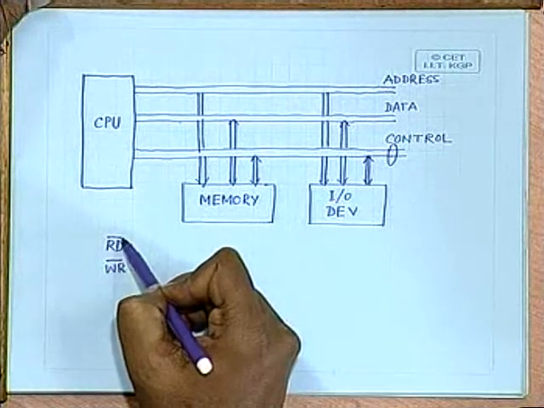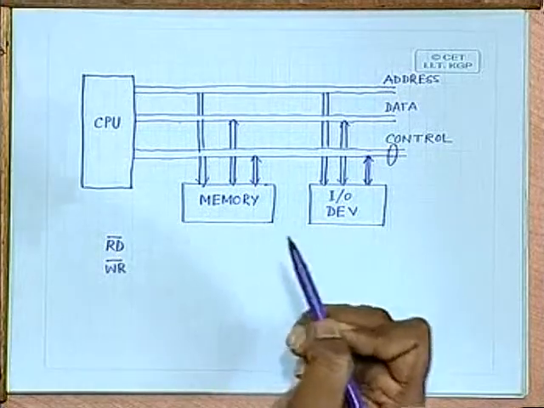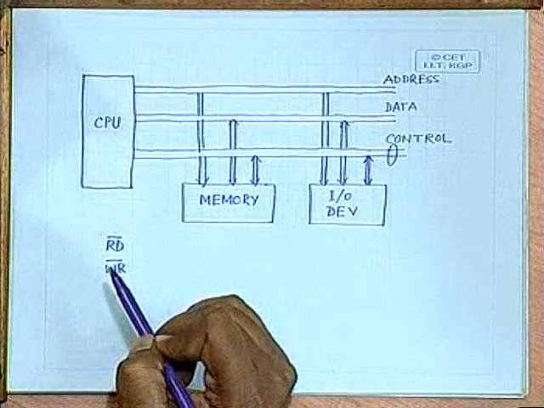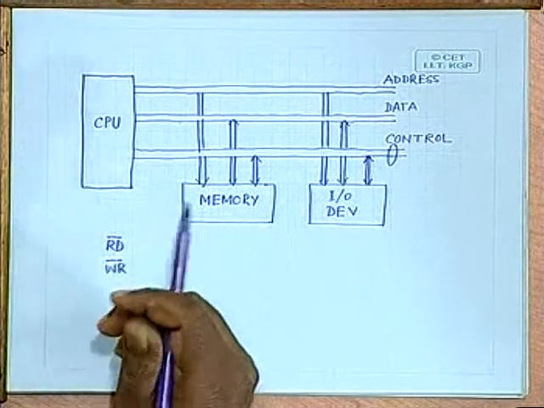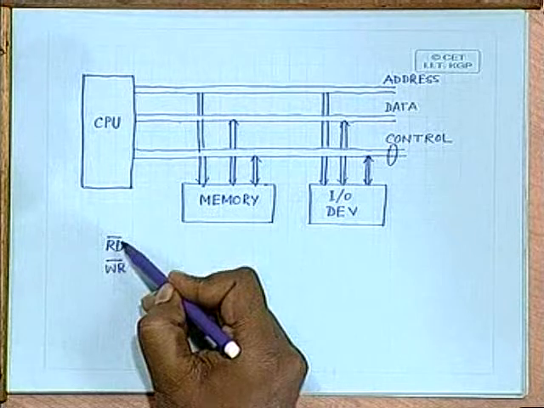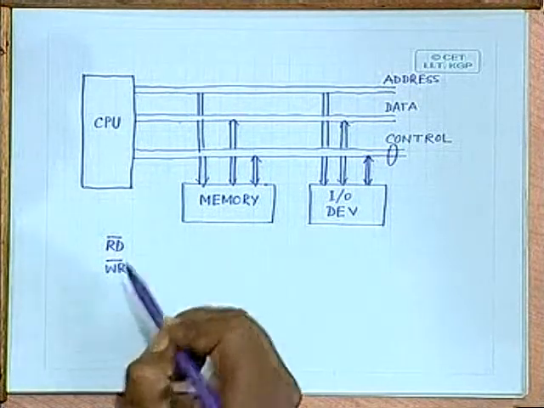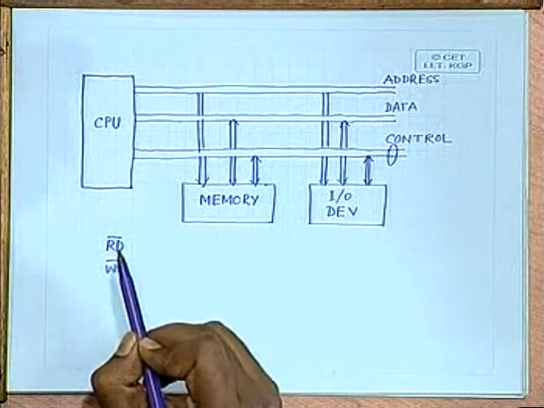Obviously, both read bar and write bar cannot be low simultaneously, because in that case what operation has to be performed, whether it is read operation or it is write operation, that is not defined. So, you find that whether the read bar signal has to be low or the write bar signal has to be low, that is to be decided by the CPU, and it depends upon the instruction that is going to be executed.